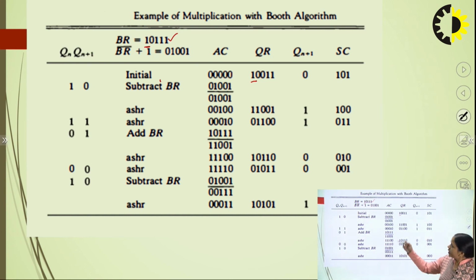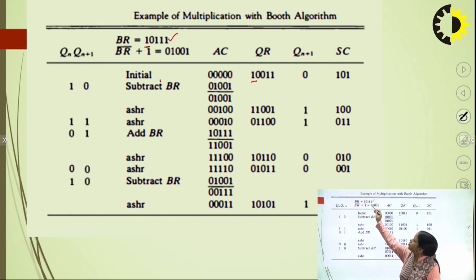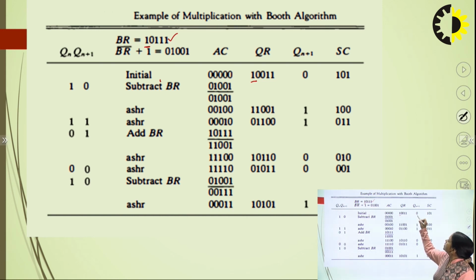Okay, and initially I have found the 2's complement of the BR register, because we have to add this 2's complement also in our process, because when we subtract the BR value, then we have to take 2's complement and add it to the accumulator bits. Now we will start. How will we start? We will check the value of Qn and Qn plus 1. Firstly, we have seen here the Qn plus 1 is 0 and this is your Qn value.